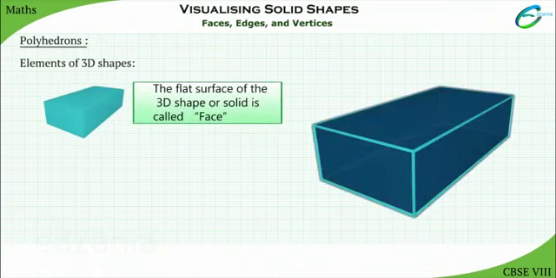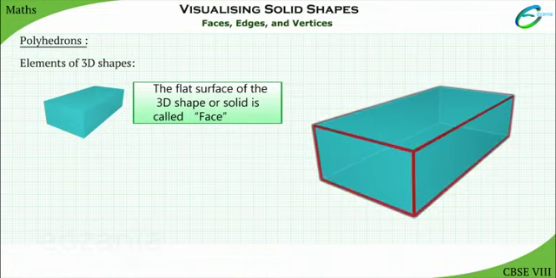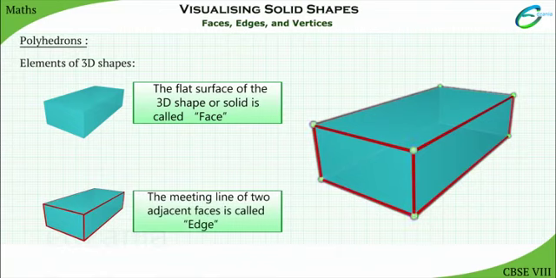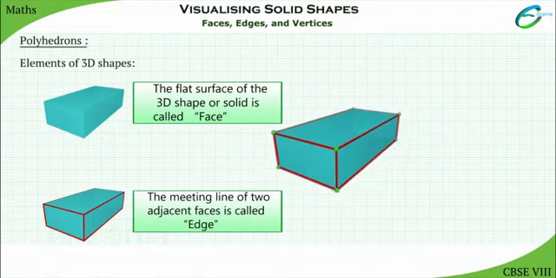Observe the adjacent faces that are meeting at the line. This line or line segment is called an edge. Observe the meeting point of two or more edges of a 3D shape. They are called vertices.